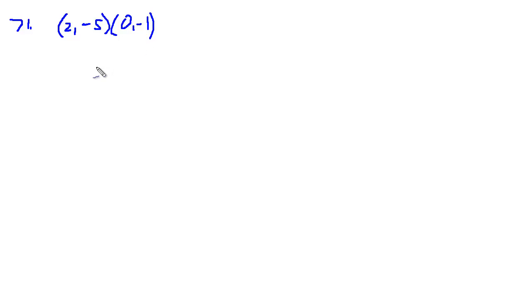Okay, so what we need is to write our answer in slope-intercept form. So here's our y equals mx plus b. We need to find our slope and we need to find our y-intercept. To find the slope, we're going to use the slope equation. The slope equation is written in the book as y sub 2 minus y sub 1 divided by x sub 2 minus x sub 1.